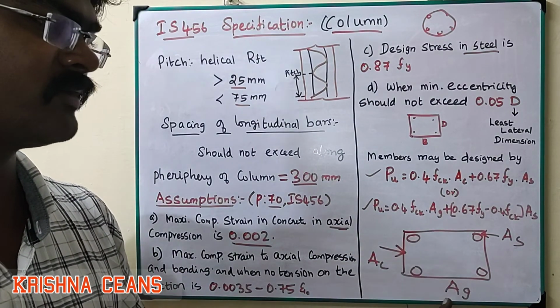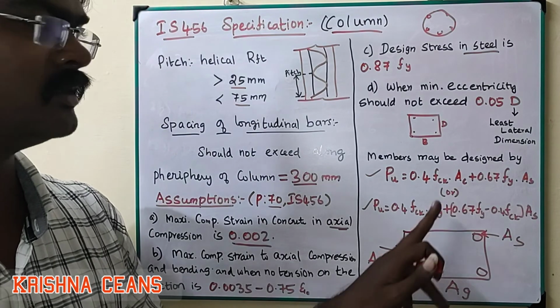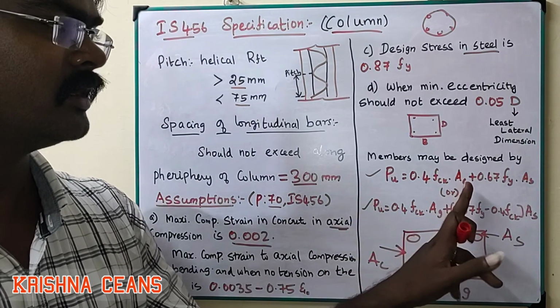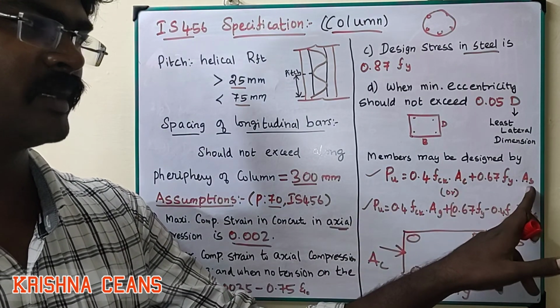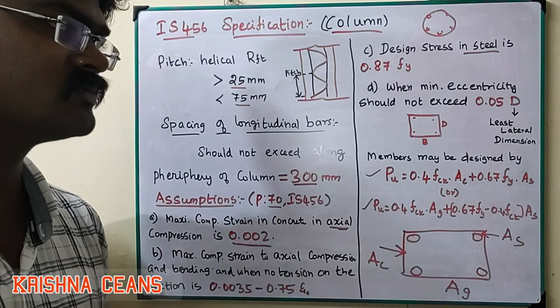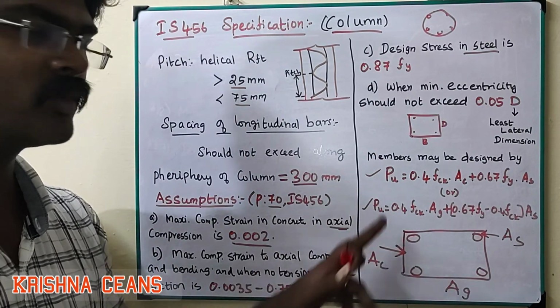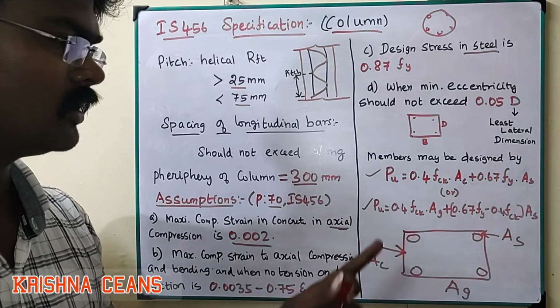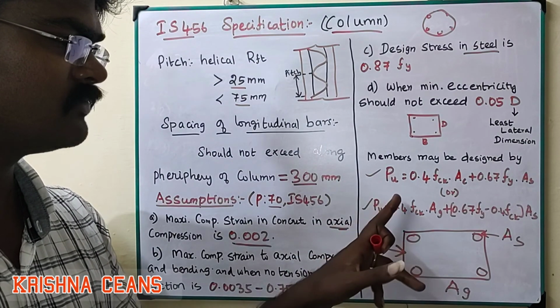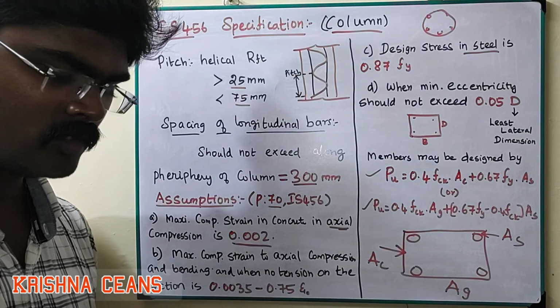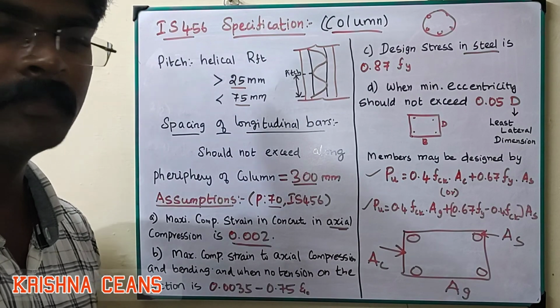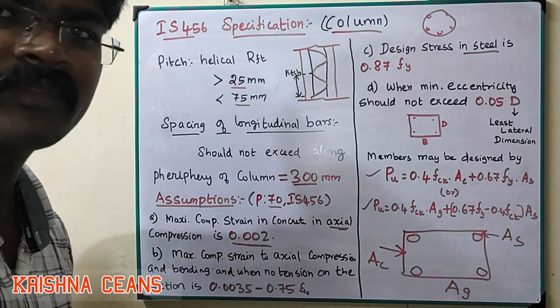If they provide the gross area, you have to apply this formula. If they provide the area of concrete separately and the area of steel separately, we have to use this formula. So you can use either of them. Among the two, we can utilize either formula, then you have to find the design load. After that we substitute into the bending moment formula, then you have to find the reinforcement.